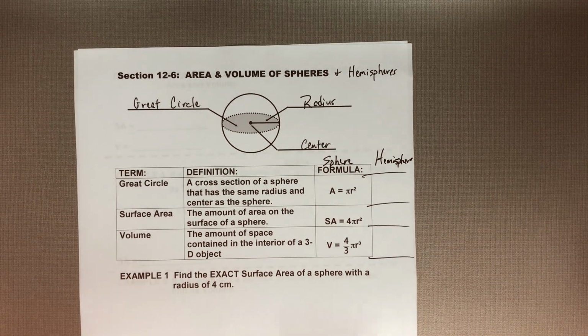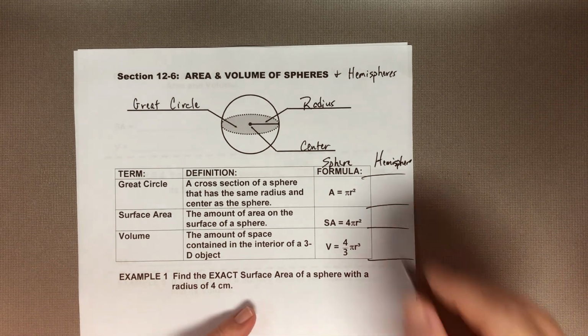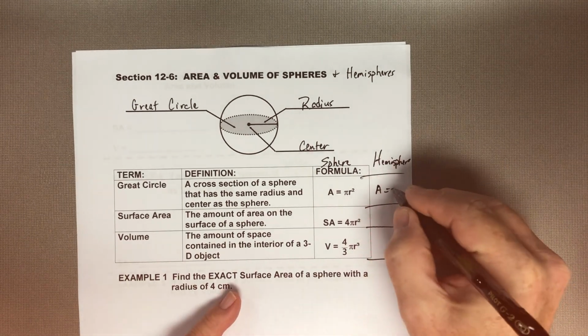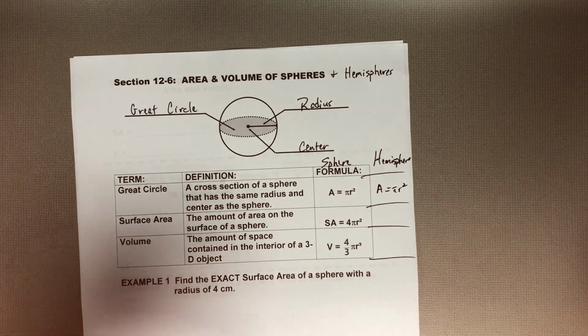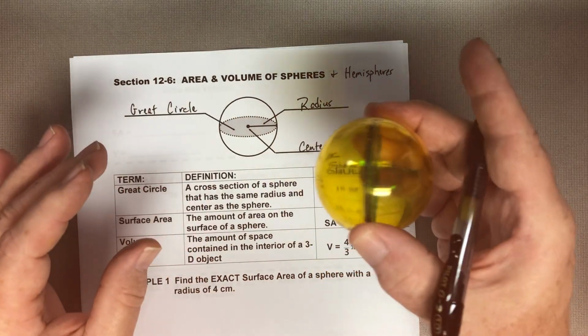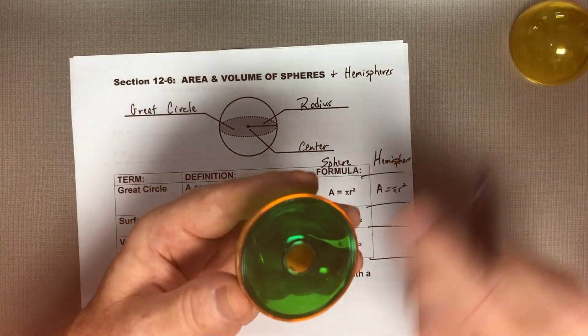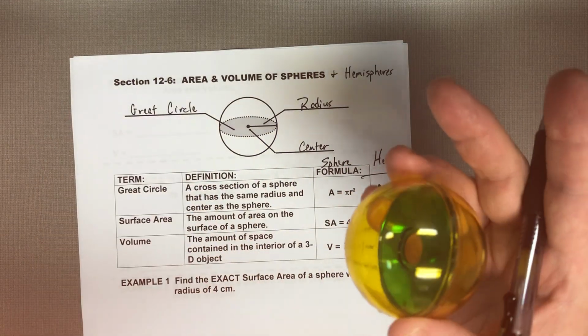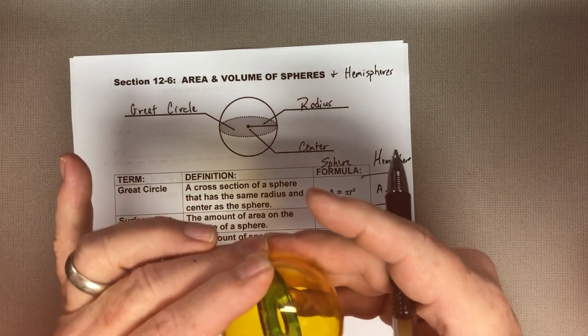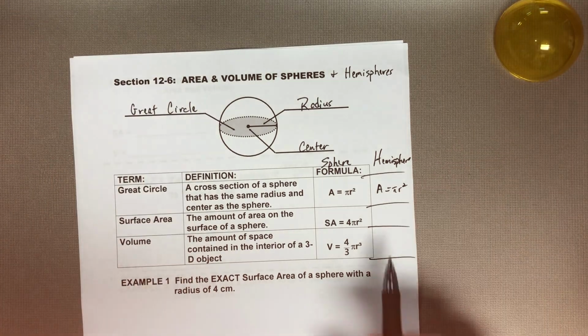Now, for a great circle, it's the same. It would just be area equals pi r squared. And really, if I were to open up this sphere, that's the area of this circle here, which would be a great circle of the sphere that contains that hemisphere, okay?